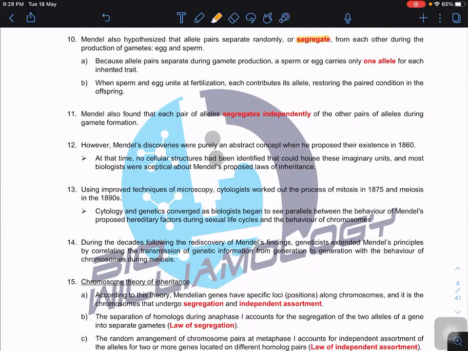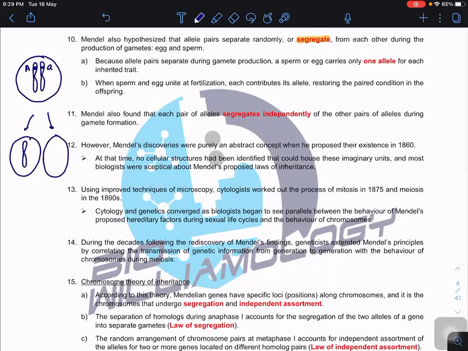Law of segregation basically refers to meiosis, because in meiosis we segregate the homologous chromosomes. So if you have a homologous chromosome pair with the dominant allele big A and the recessive allele small a, after the end of meiosis you segregate them into 2 gametes. Each gamete will only have 1 allele, either dominant or recessive. This is Mendel's first law, the law of segregation.